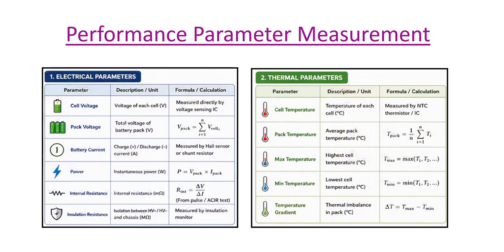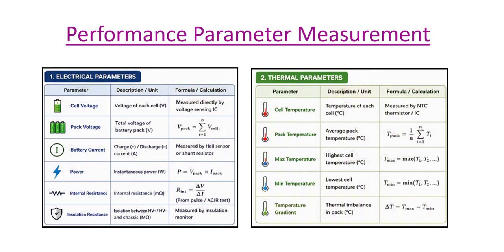The battery current measures the charging and discharging current flowing through the battery. It is measured using either a Hall effect current sensor or a shunt resistor. Current measurement is essential for calculating battery capacity and protecting the battery from overcurrent conditions. So, power is nothing but the pack voltage into pack current.